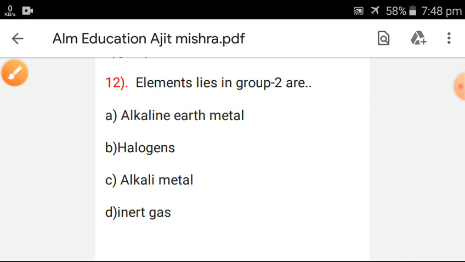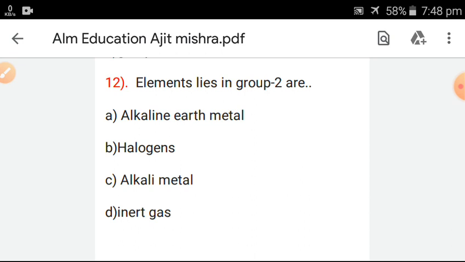Alkaline earth metals also form alkalis, but weaker as compared to group 1 elements. Some examples of alkaline earth metals are barium, magnesium, calcium, etc.